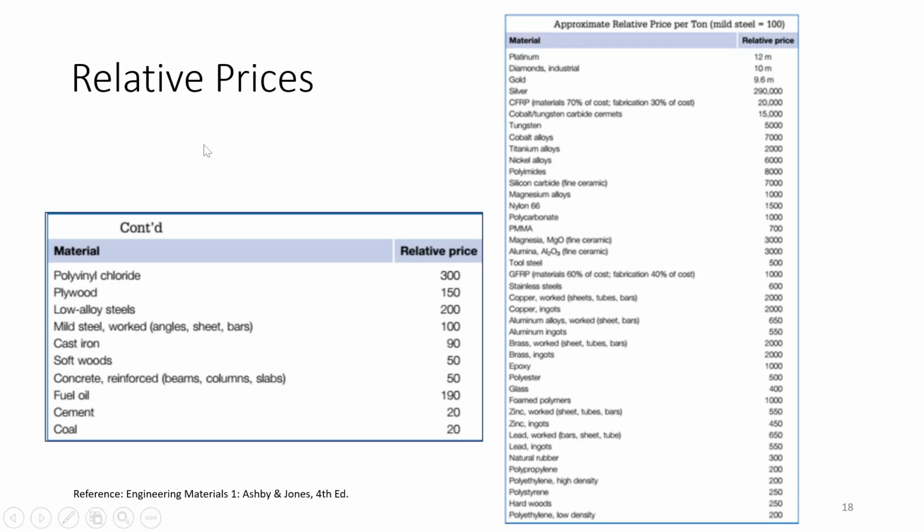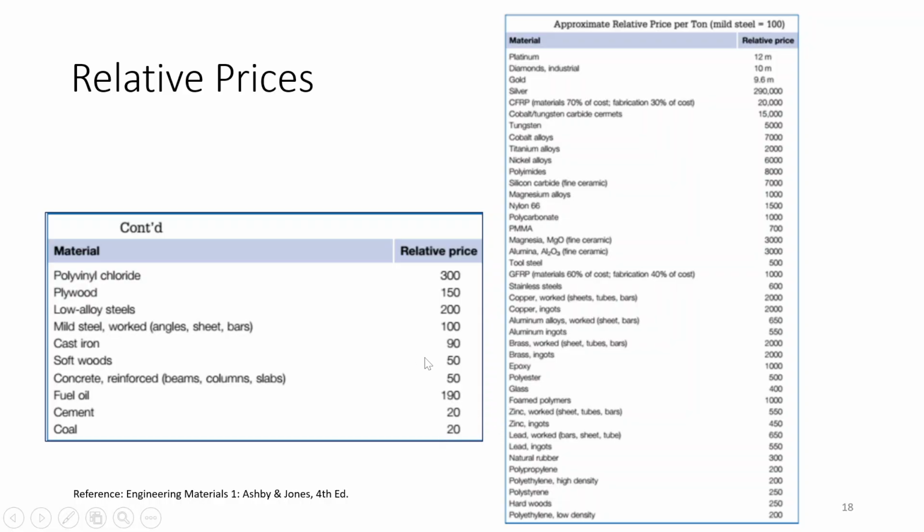Next is relative prices. So these are various materials. As you keep going downwards, you will see the cost mainly reducing. PVC is 300, relative to mild steel, which we have set at 100. Relative to that we have measured the others. So cement and coal are 20, which are very cheap.